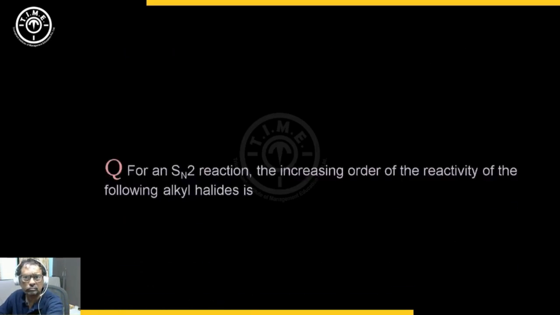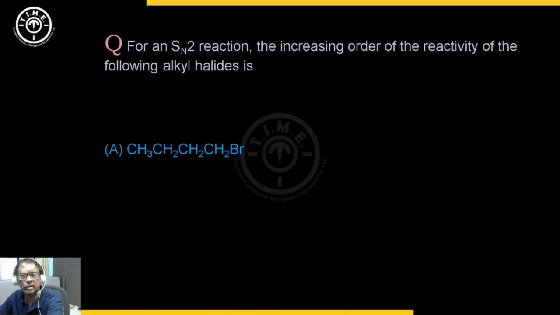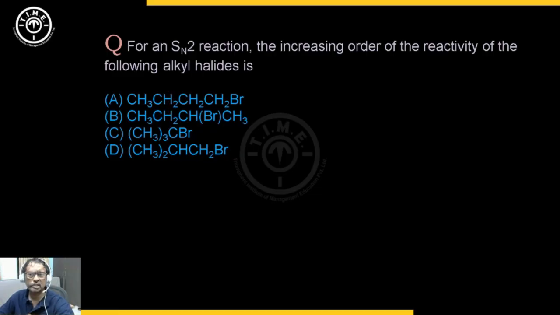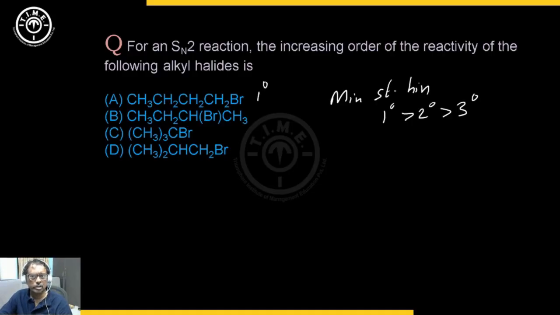Next, for an SN2 reaction, the increasing order of reactivity, if you are looking at, there are 4 options. Now for SN2 reaction, what is required? Minimum steric hindrance. And we know that 1 degree is better than 2 degree is better than 3 degree. So this is 1 degree. This is 2 degree because this bromine is attached to a carbon which is attached to 2 carbons on either side. And this is 3 degree. And this again 1 degree. But there is some bulky group present here.